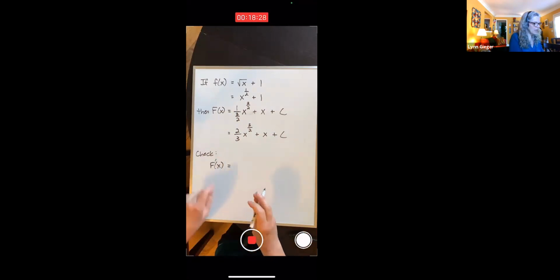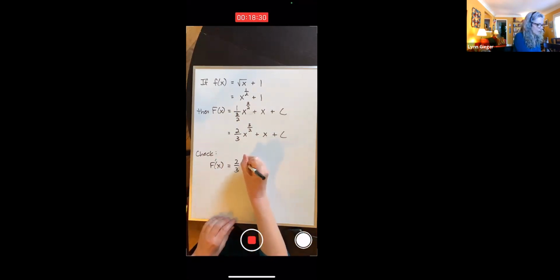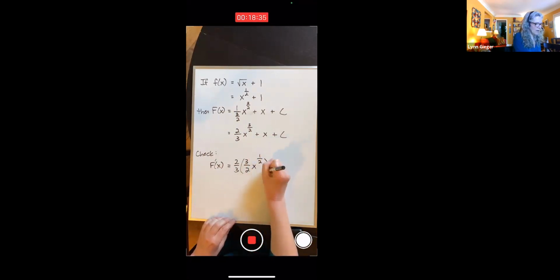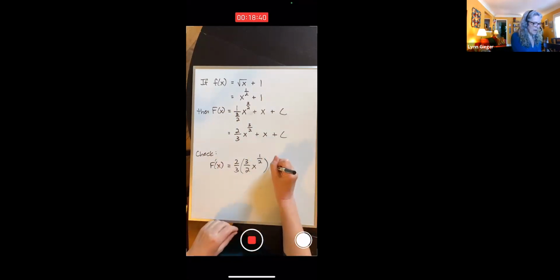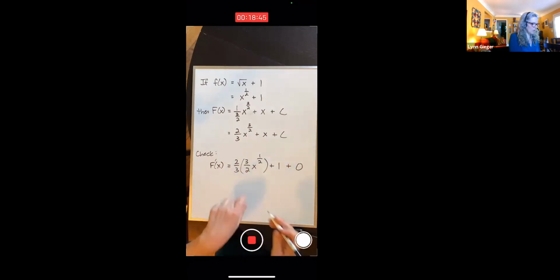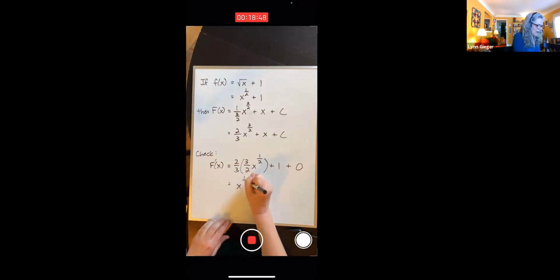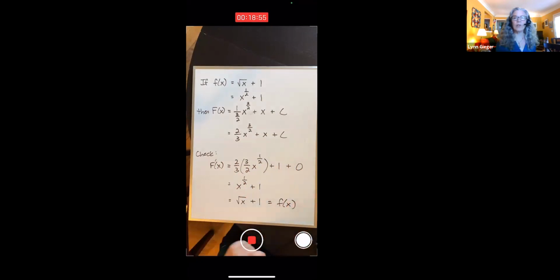So I'm going to differentiate my big F, and I get 2/3 times 3/2 x to the 1/2, because I multiplied and then subtracted 1 from the power. The derivative of x is 1, and the derivative of that arbitrary constant is 0. Those cancel. I have x to the 1/2 plus 1, which is the same thing as the square root of x plus 1, which is right back where we started. Again, I anti-differentiated, and then I differentiated to see if it would take me back home again, and it did.